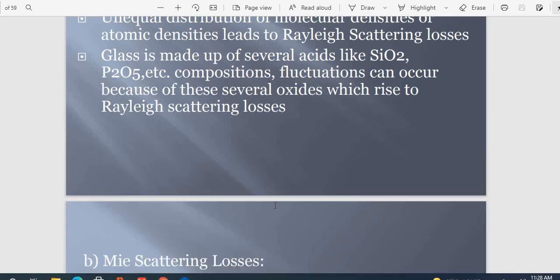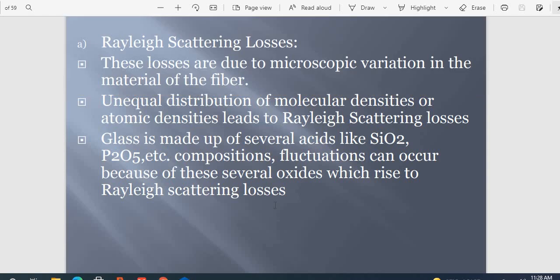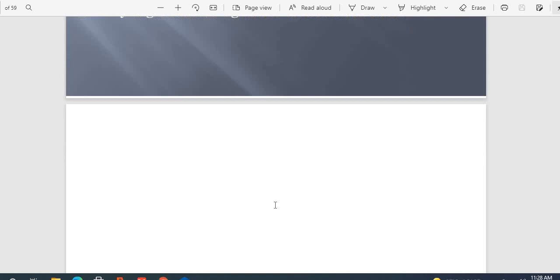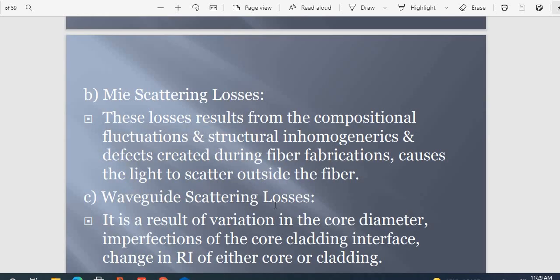We need to understand in detail why we get these losses. First, because of microscopic variation in the material. Second, unequal distribution of molecular densities, because molecular or glass atomic densities are not the same, which leads to Rayleigh scattering losses. Third, the glass is made up of several materials, such as phosphorus pentoxide and silicon dioxide, and the composition fluctuations that can occur because of these several oxides give rise to Rayleigh scattering losses. Because of all these parameters, you may consider that this particular loss is nothing but the Rayleigh loss.